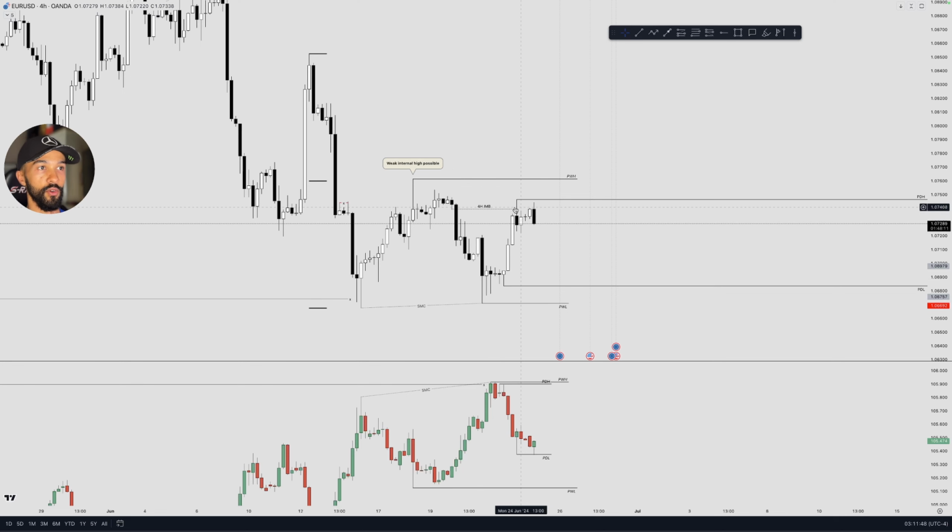We're currently holding a 4 hour POI, and we've got those draws on price below. Obviously this weak internal high isn't confirmed really until we take the high, so we can still continue bearish, taking out this low, continuing the trend on DXY. That's my opinion on that. So I don't think there's much else to discuss. So let's go down to the 1 hour and see what that shows us.